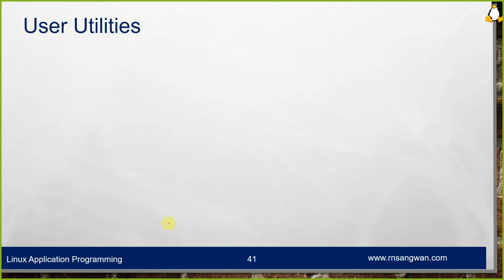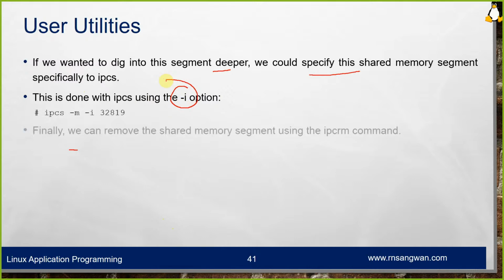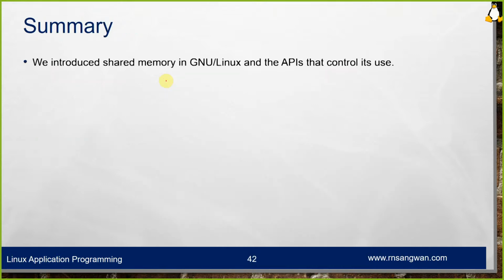The user utilities for this. If we wanted to dig into the segment deeper, we could specify the -i option, the way we have used it in the earlier examples. So -m -i, the identifier. Finally, we can remove the shared memory segment using ipcrm, and it will remove that. So this is the screen grab of the sample run. So what we learned, the summary.